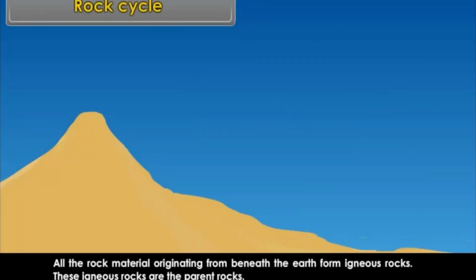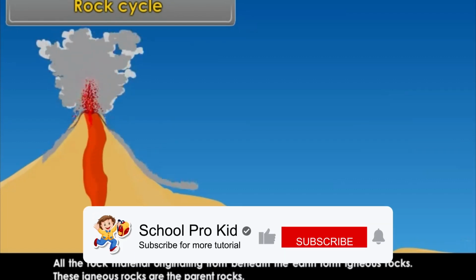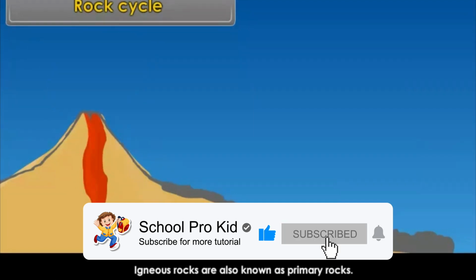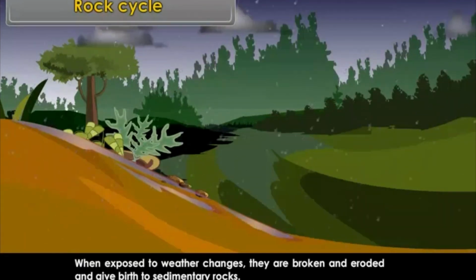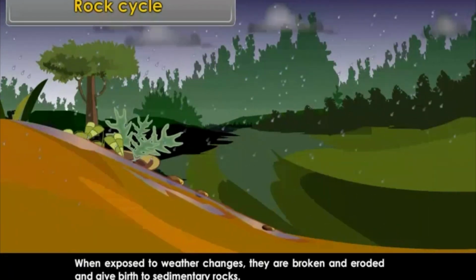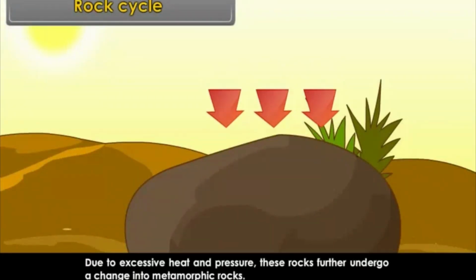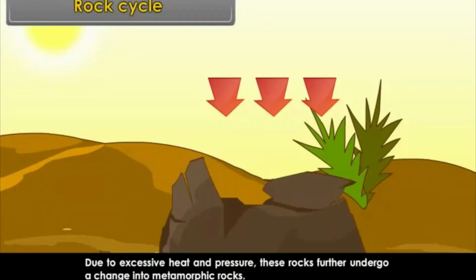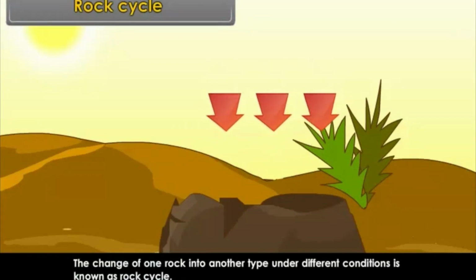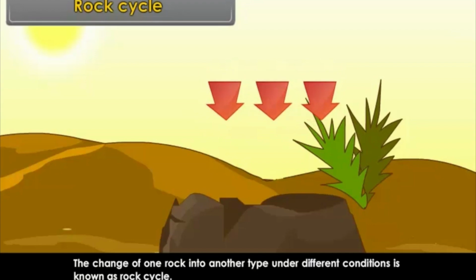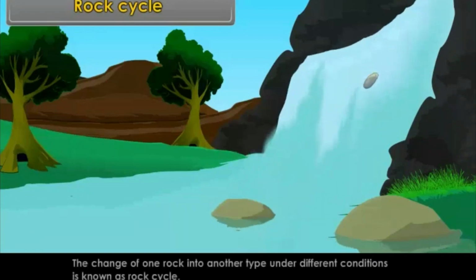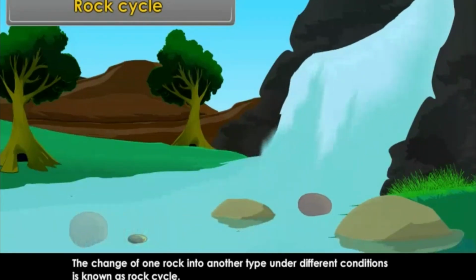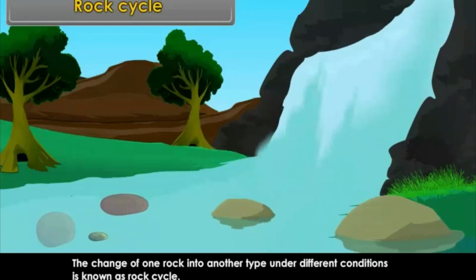Rock cycle. All the rock material originating from beneath the earth forms igneous rocks. These igneous rocks are the parent rocks. Igneous rocks are also known as primary rocks. When exposed to weather changes, they are broken and eroded and give birth to sedimentary rocks. Due to excessive heat and pressure, these rocks further undergo a change into metamorphic rocks. The change of one rock into another type under different conditions is known as the rock cycle.